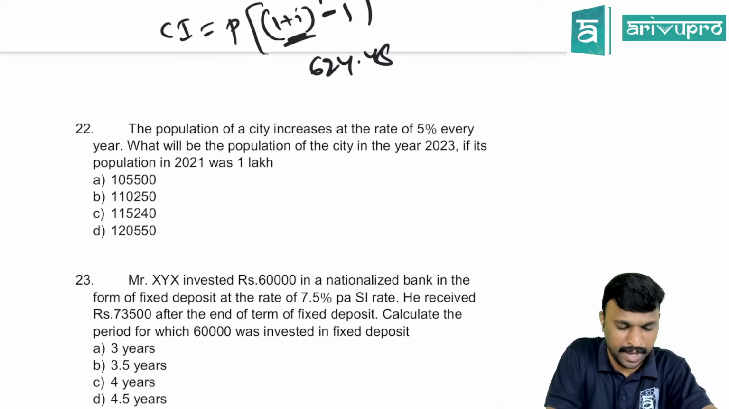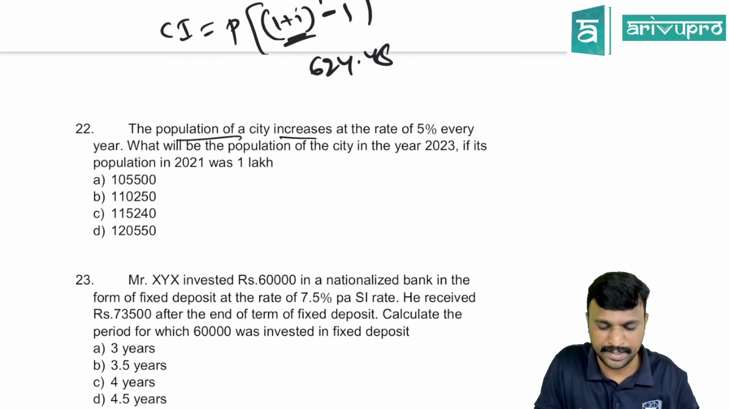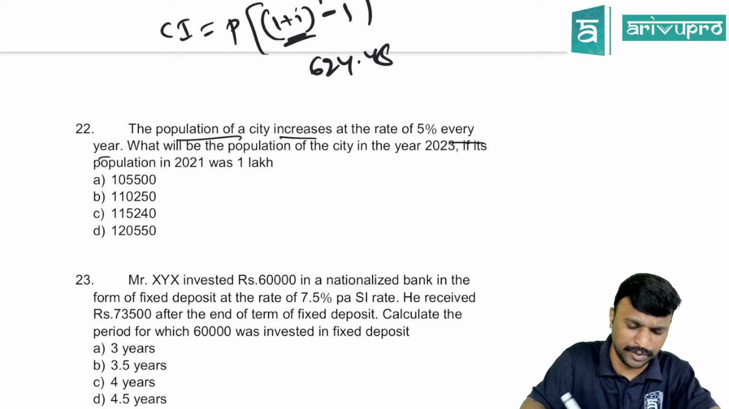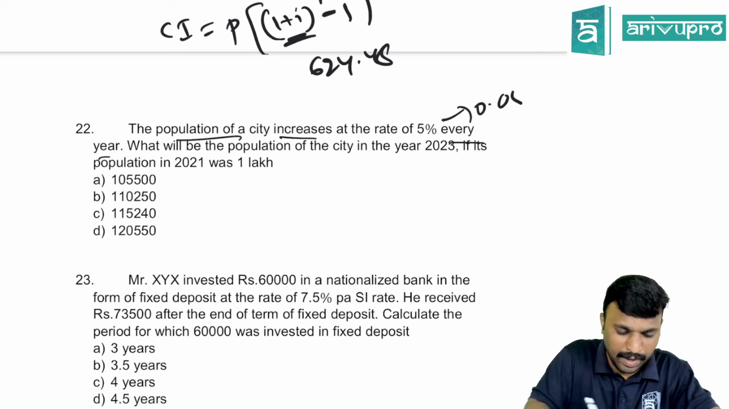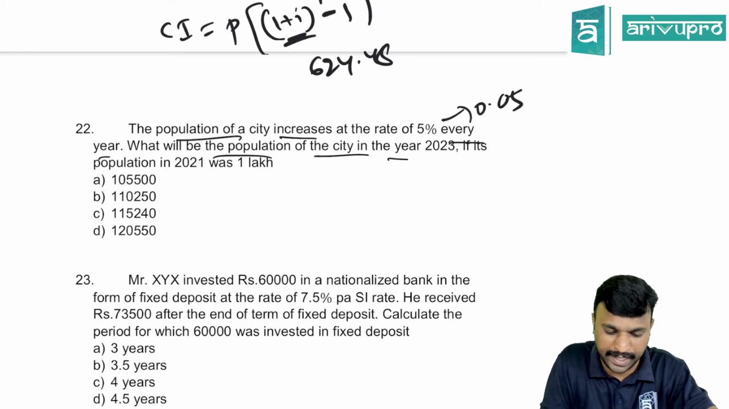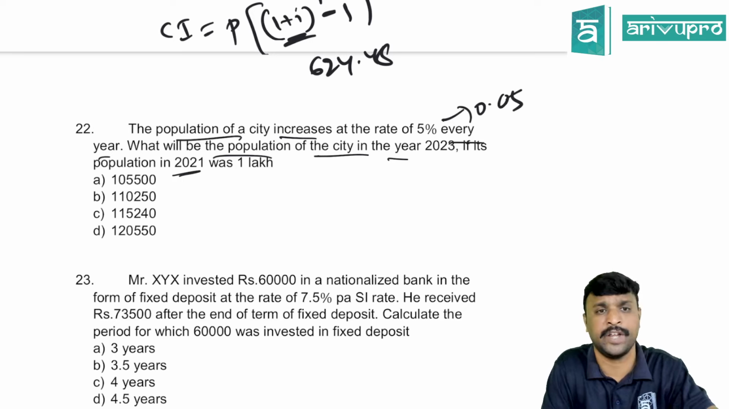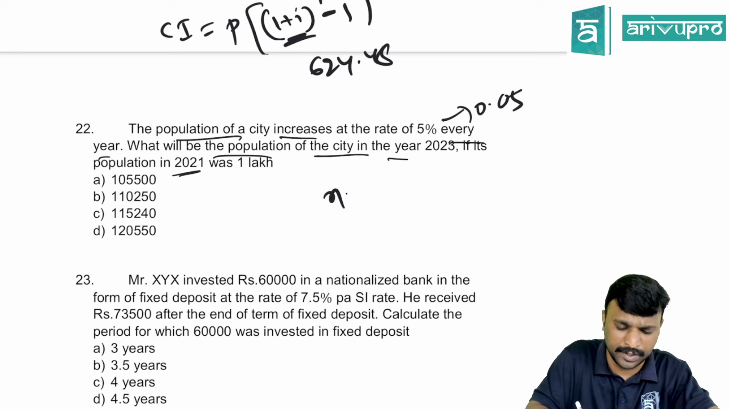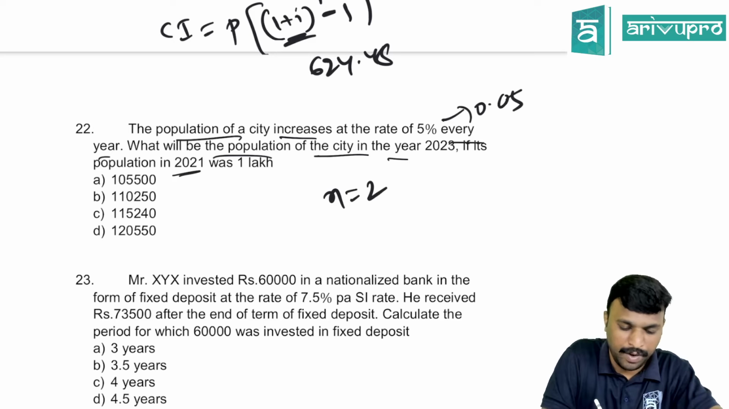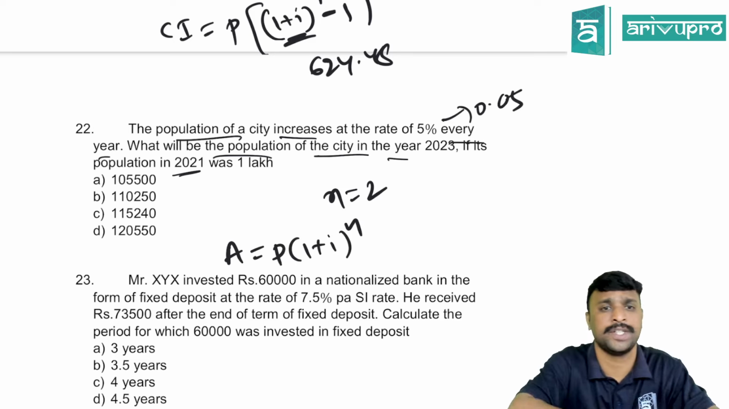The question is, the population of a city increases at the rate of 5% every year. Every year it increases by 5%, so 0.05. Correct? What will be the population of the city in the year 2023 if its population in the year 2021 is 1 lakh? So number of years is obviously 2 here, because 21 to 23 is 2 years. So we need to find out A, because always population is appreciation concept you have to apply.